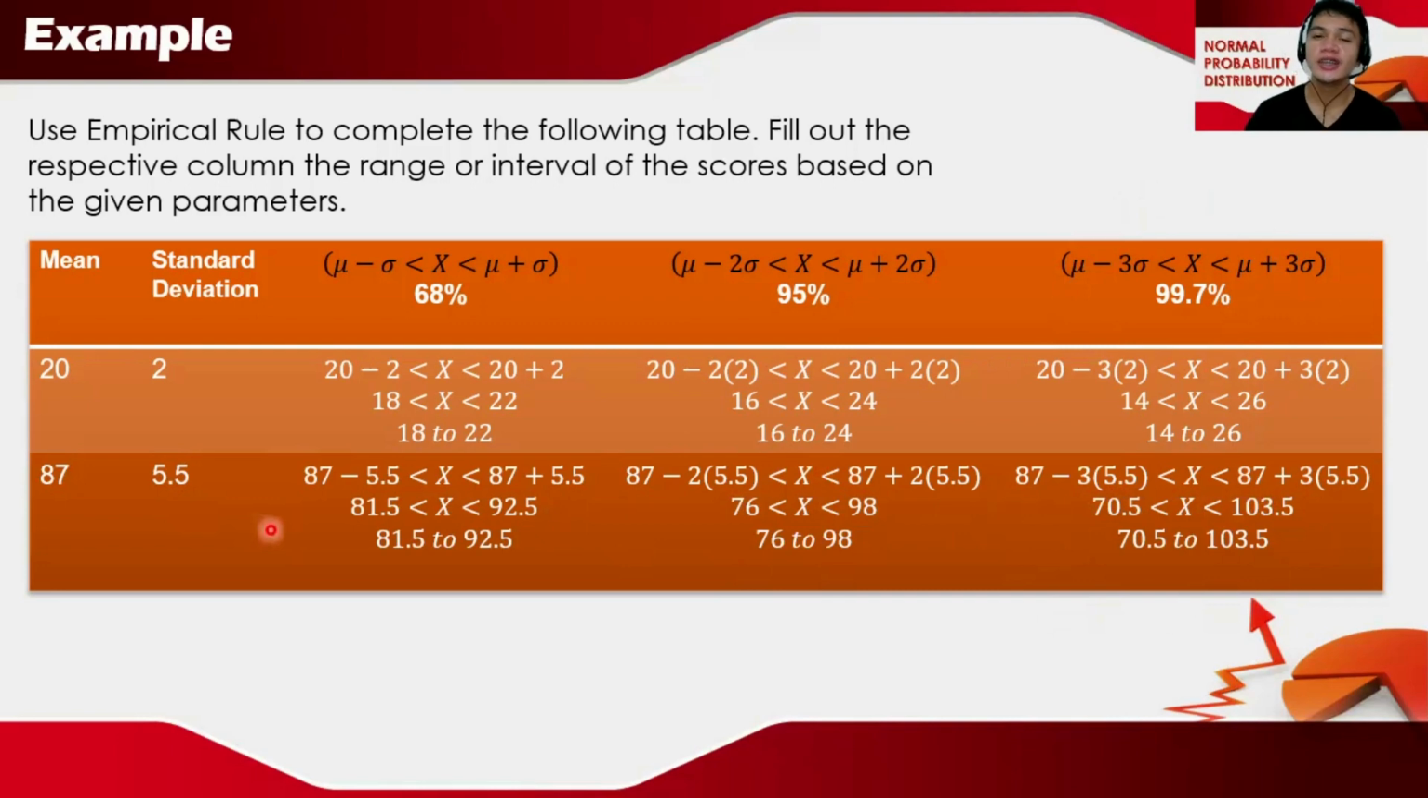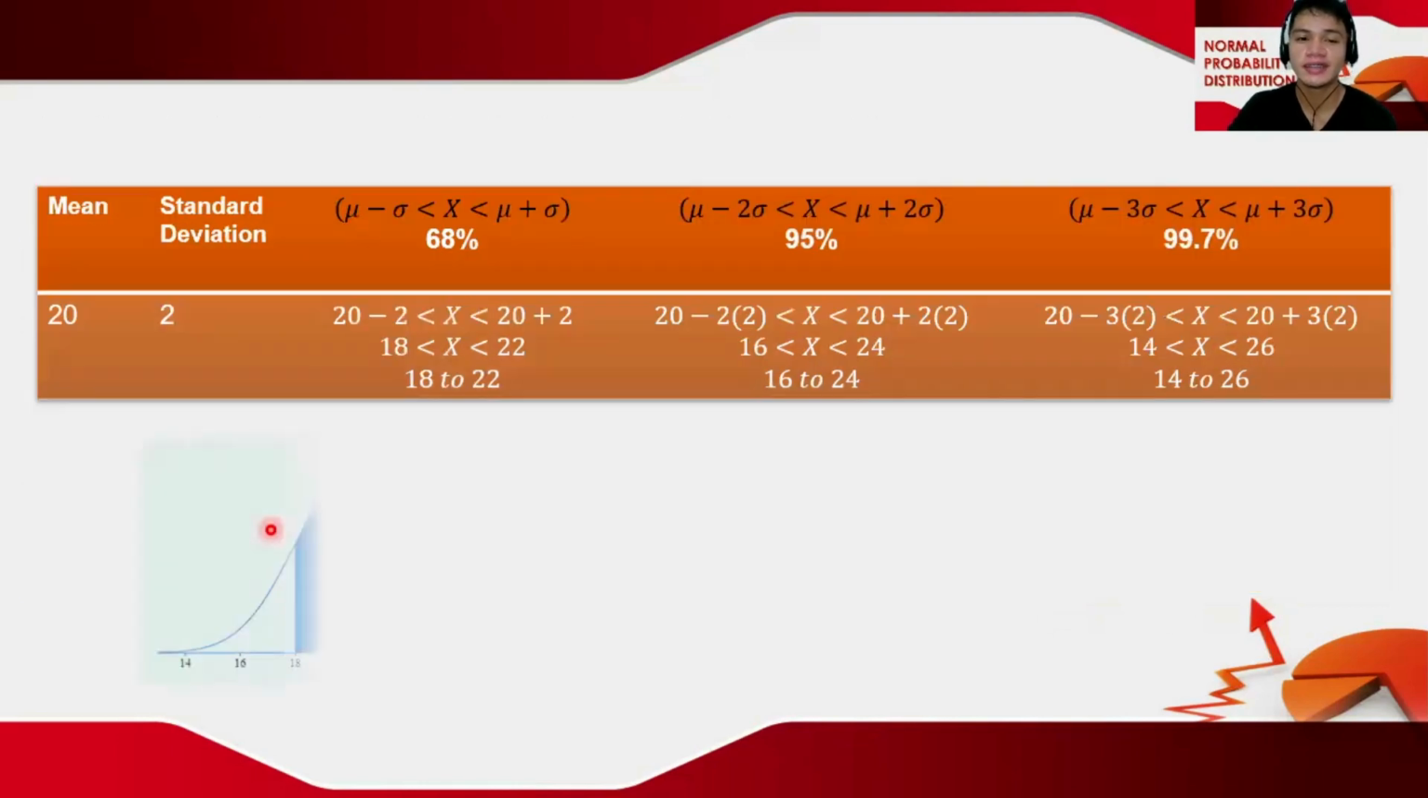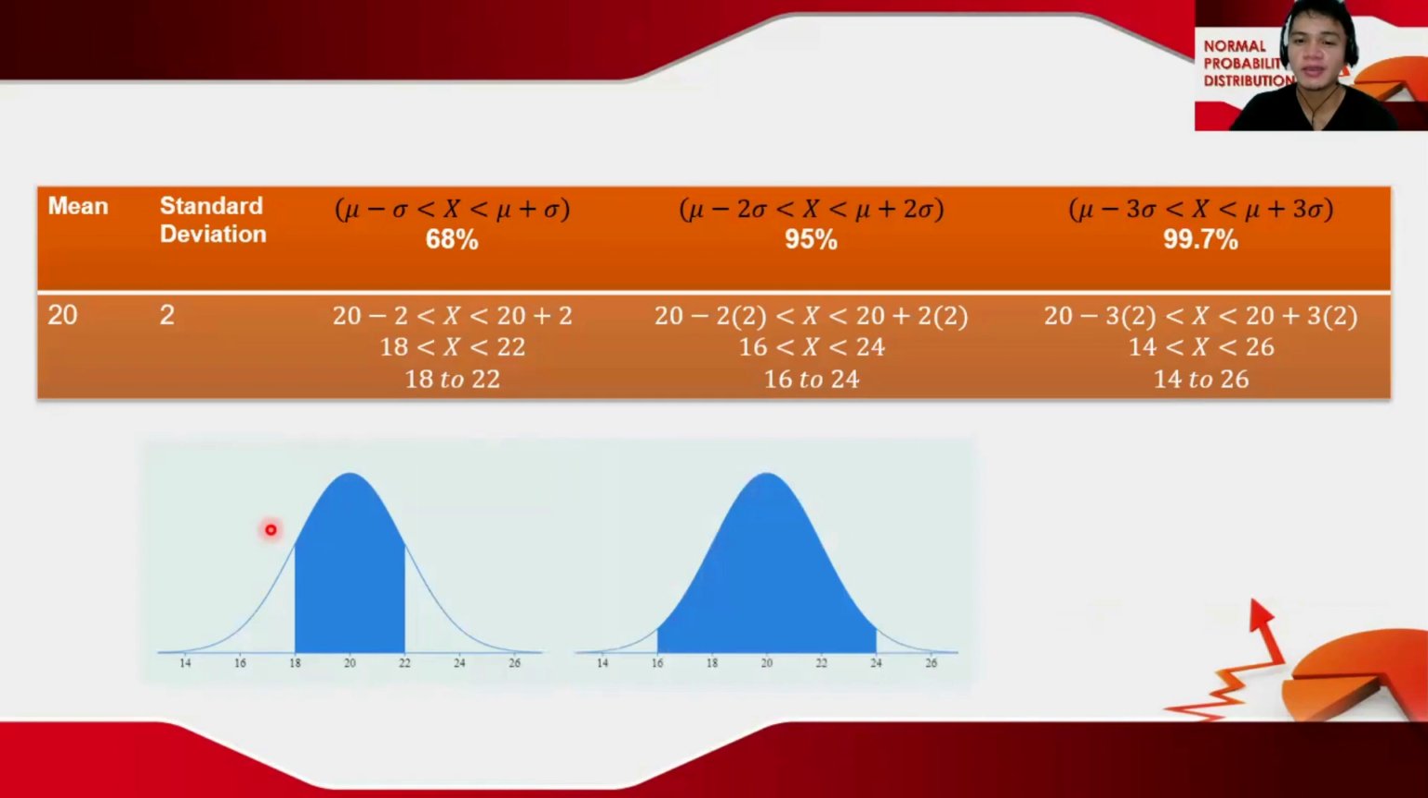All right. To give you the curve of these two examples, it looks like this. For the 68% with mean 20 and standard deviation 2, it looks like this. For the 95%, it looks like this. And for the 99.7%, it looks like this.